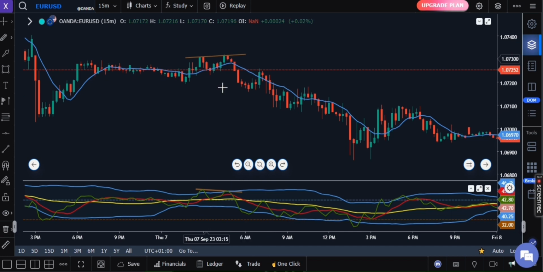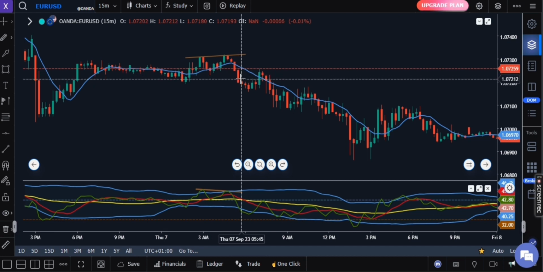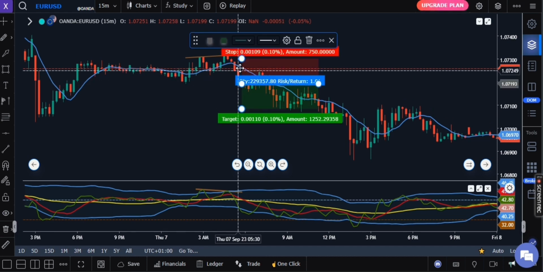We enter our short here. So after the break, so after the market breaks the 10 simple moving average, we wait for 2 candles to close below that. So 1, 2, this is the second one. So after it closes, we enter for a short.